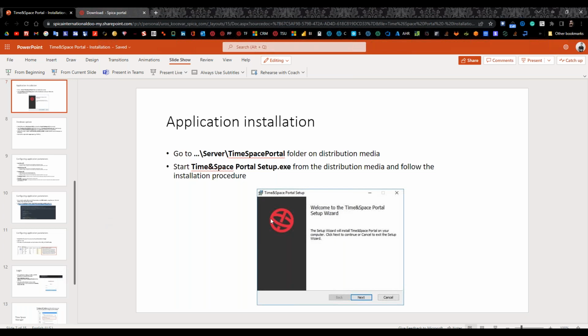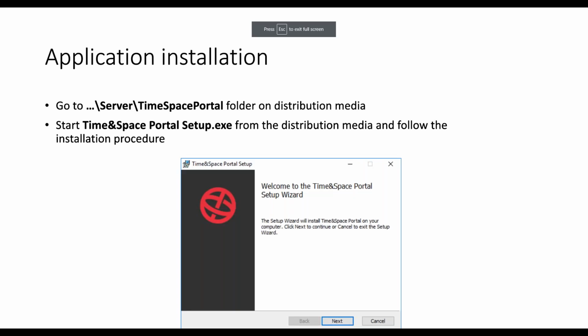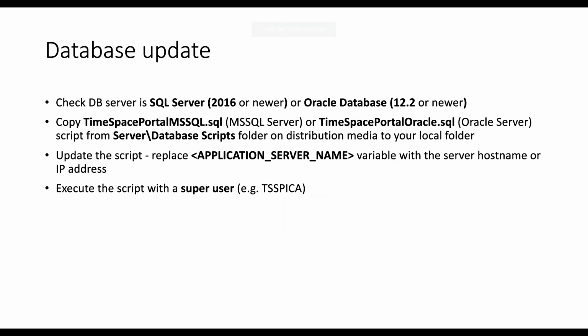Okay, so the next step which I need to do in my installation is to update the database. As I mentioned at the start, you need to check before upgrading the database that your database server is at least 2016 for SQL Server and 12.2 for Oracle database. This database upgrade must be done manually, so it's not part of this standard Time&Space installation wizard.